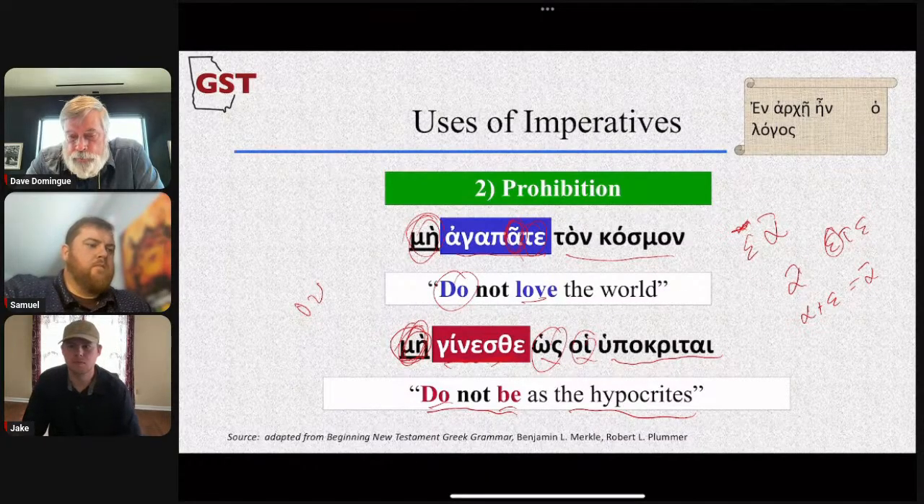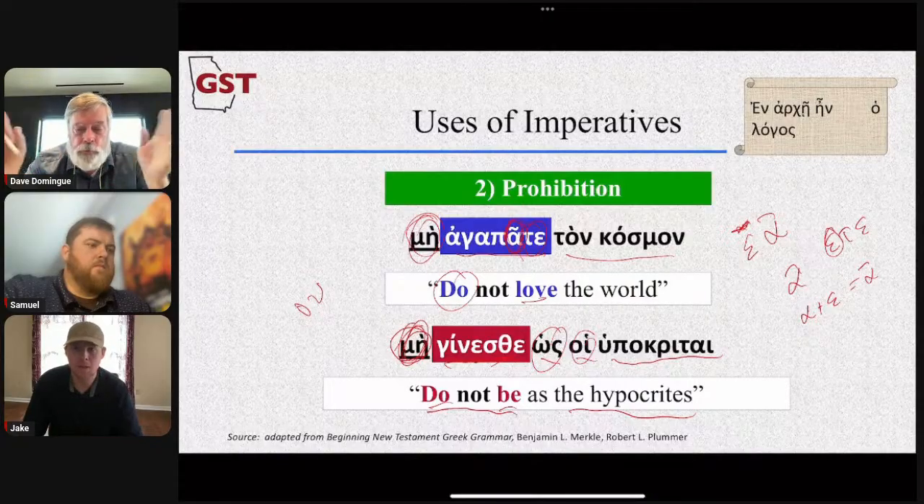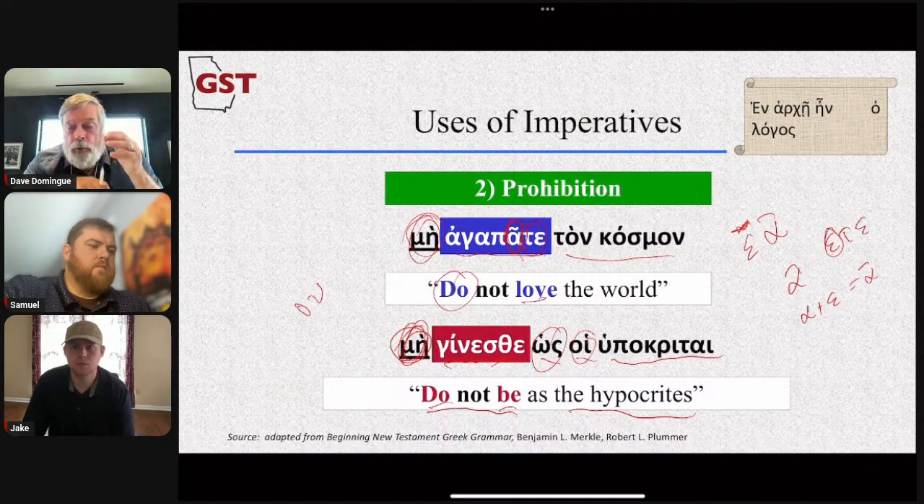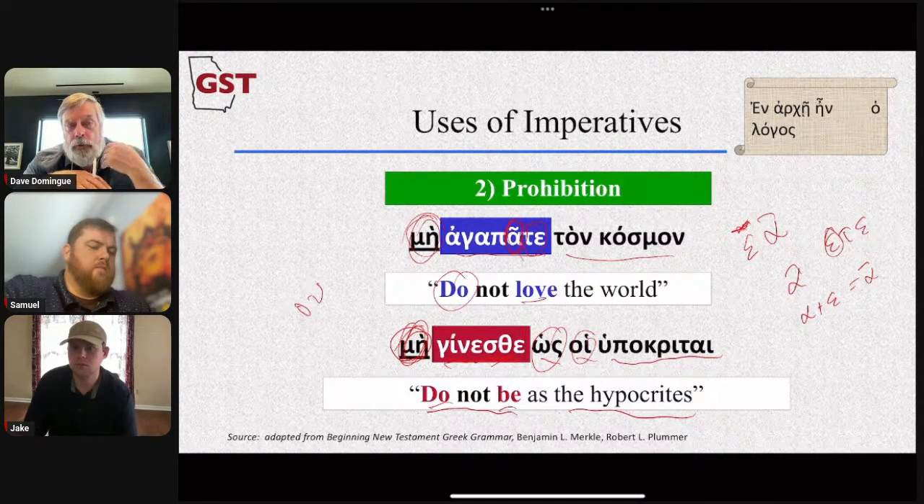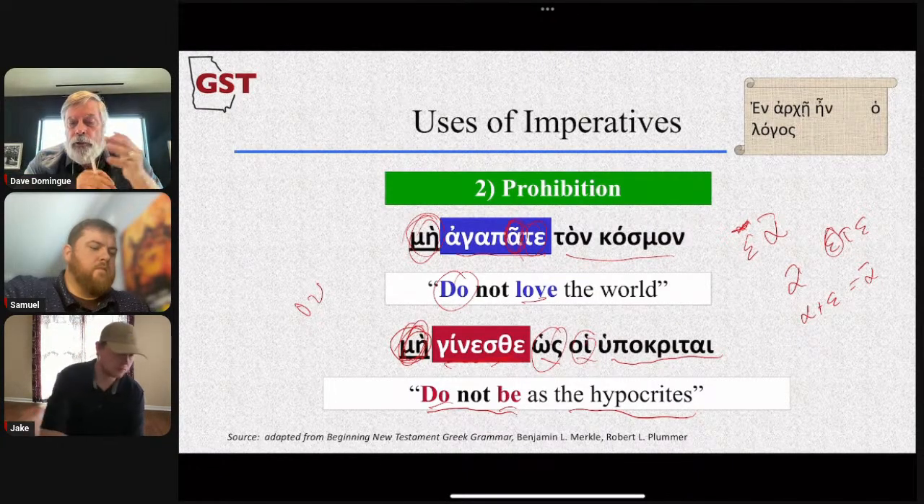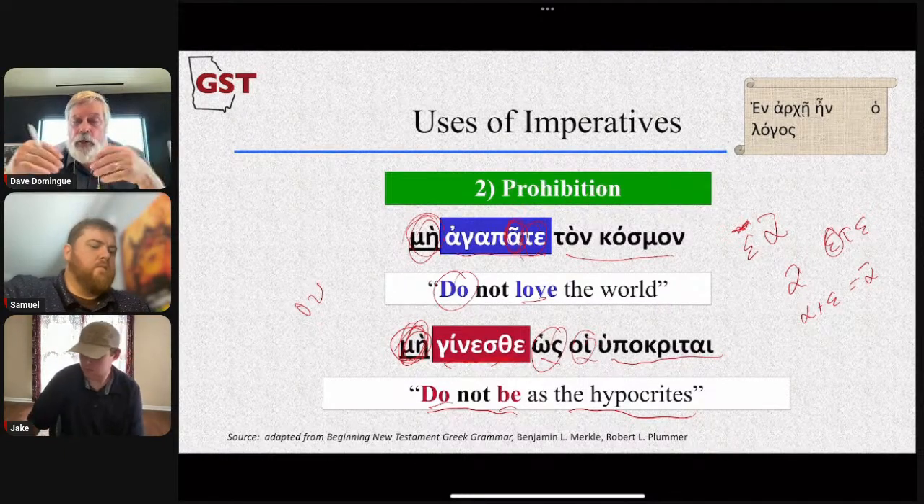So the top of page 385: one, ou with the future indicative is a simple negation, right? You shall not commit adultery. Don't do this. Number two, the me plus the present imperative: the present tense on the imperative is imperfective, that ongoing, continuous, habitual kind of thing. And so with the me, it's prohibiting that continuous kind of action. Don't worry about this. In other words, don't keep on worrying about this.